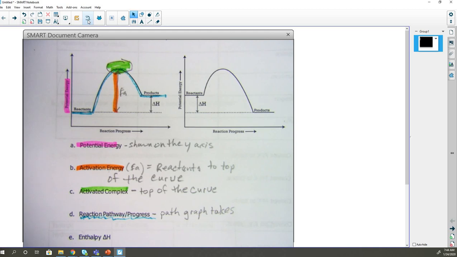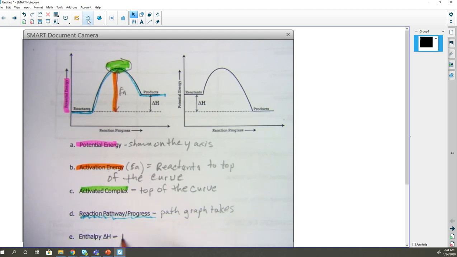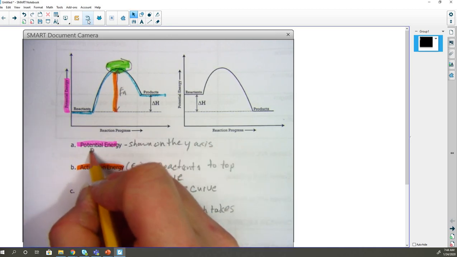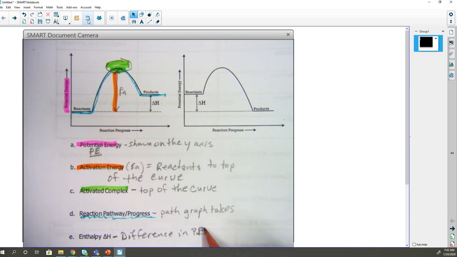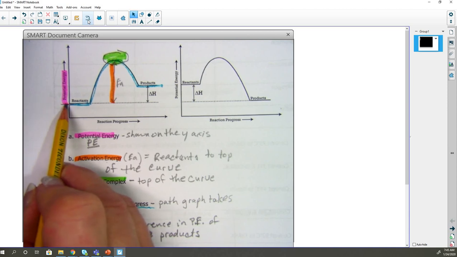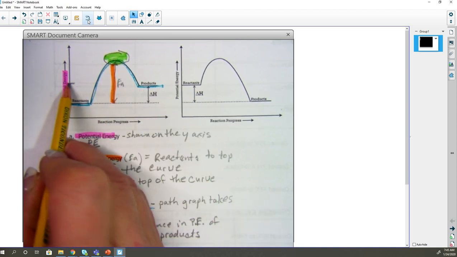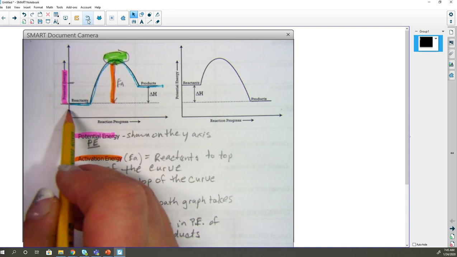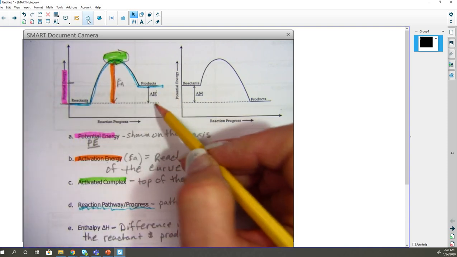Okay, and then the last one, delta H, is the difference in potential energy. You'll see me write it as PE. This is also known as PE. Difference in PE of the reactants and products. So up here on the graph, I can actually read off what my reactants are and what my products are, if I had put numbers on this graph, and take the difference of them. That would be delta H.